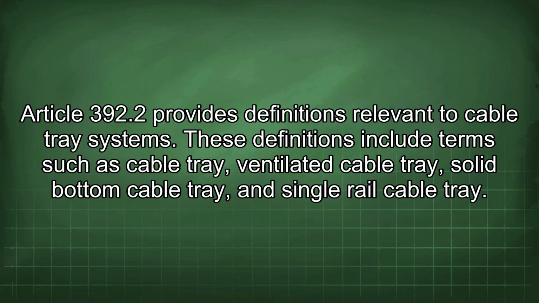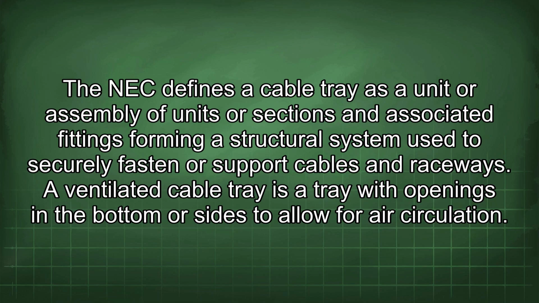Article 392.2 provides definitions relevant to cable tray systems. These definitions include terms such as cable tray, ventilated cable tray, solid bottom cable tray, and single rail cable tray. The NEC defines a cable tray as a unit or assembly of units or sections and associated fittings forming a structural system used to securely fasten or support cables and raceways.